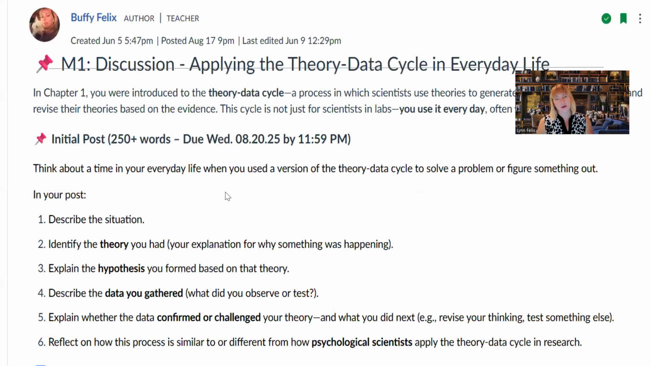So I do want to remind you guys that you do have a discussion question, which is applying the theory data cycle in everyday life. So we looked at the theory data cycle, how that takes place from theory to hypothesis, pre-registration, all the way down to data. So you're going to basically apply that to everyday life. So think about a time in your everyday life when you used a version of the theory data cycle to solve a problem or figure something out, okay?